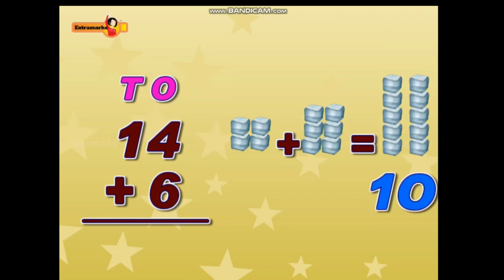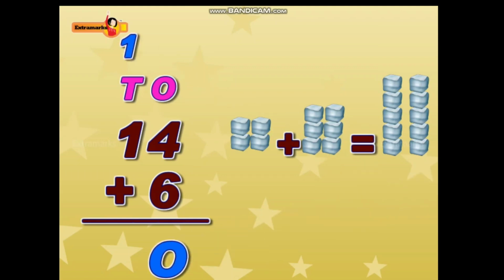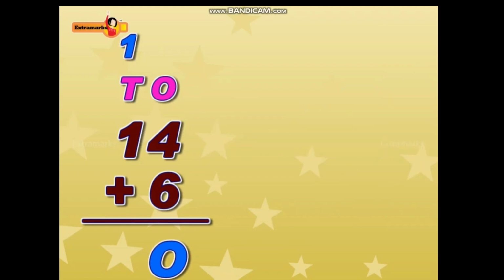Our second step will be to regroup 10. The number 10 can be written as 1 ten. We will leave 0 ones at the place of ones and carry over 1 ten to the place of tens. The third step will be to add all the digits at the place of tens. The sum of 1 ten plus 1 ten is 2 tens. So the sum of 14 and 6 is 20.